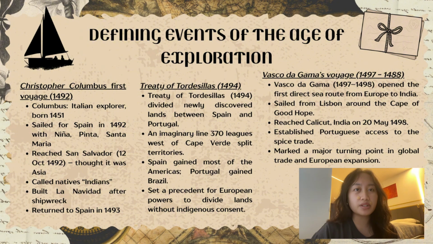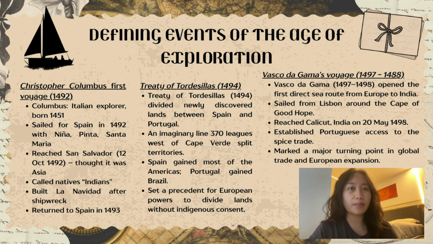This was followed by the Treaty of Tordesillas in 1494, which used an imaginary line to divide newly discovered lands between Spain and Portugal, granting Spain most of the Americas and Portugal Brazil, without any indigenous consent. Finally, Vasco da Gama's 1497 to 1498 voyage opened the first direct sea route from Europe to India by sailing around the Cape of Good Hope. His arrival in Calicut secured Portuguese access to the spice trade, marking a massive turning point in global expansion.